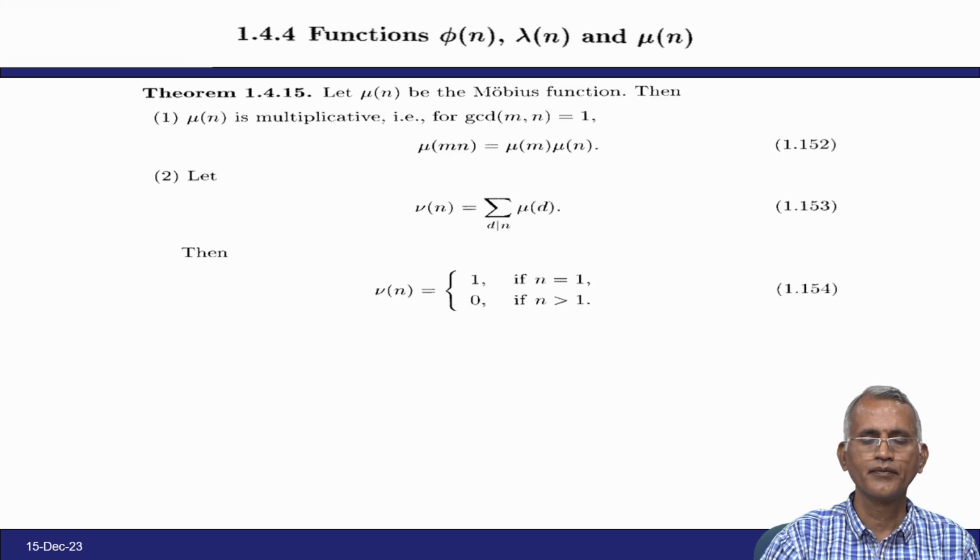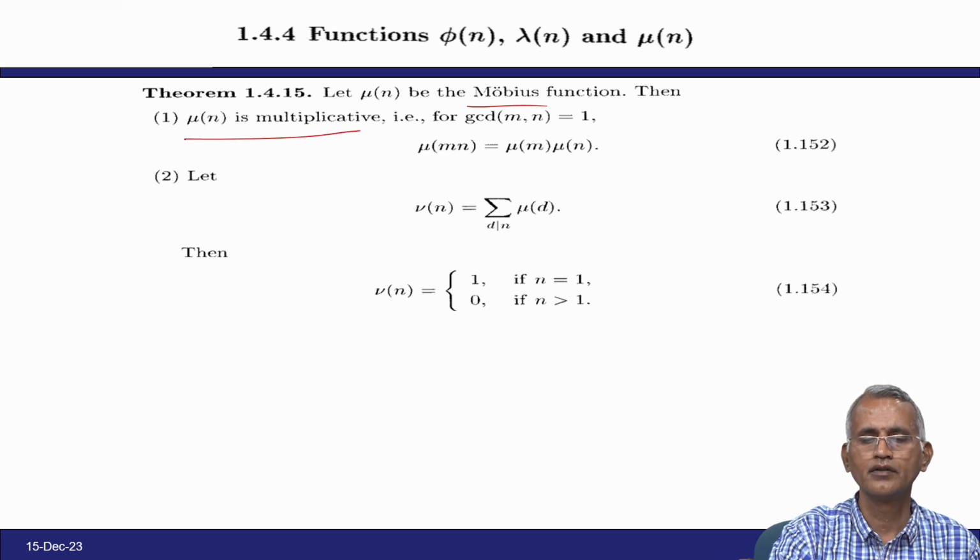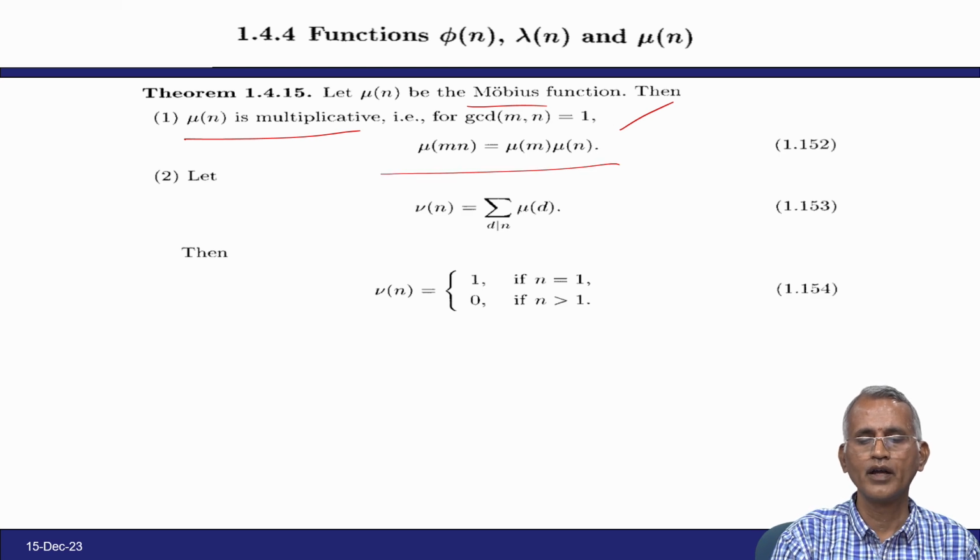So, it follows with the theorem: if mu of n is the Mobius function, then mu of n is multiplicative for GCD of m comma n equal to 1. Therefore mu of mn equal to mu of m into mu of n. Let nu of n equal to summation over d divides n of mu of d, then nu of n equal to 1 if n equal to 1, and if n is greater than 1 it becomes 0. So, that is the meaning of the Mobius function corresponding to the function nu of n. You have to take all the divisors of n.